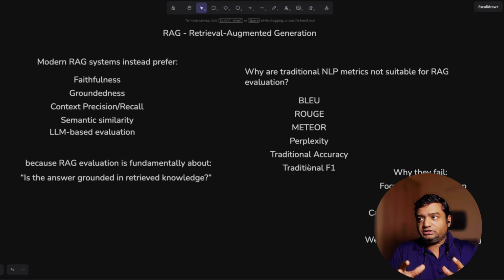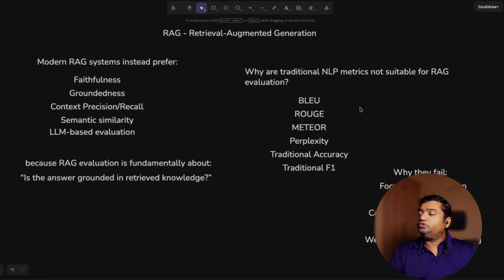So the first question is, why are traditional NLP metrics not suitable for RAG evaluation? Before GenAI, there was NLP. NLP is still there, but NLP is the base of this GenAI pipeline. So NLP means natural language processing, and why are the metrics or the tools which we use to evaluate NLP not relevant in the RAG pipeline?